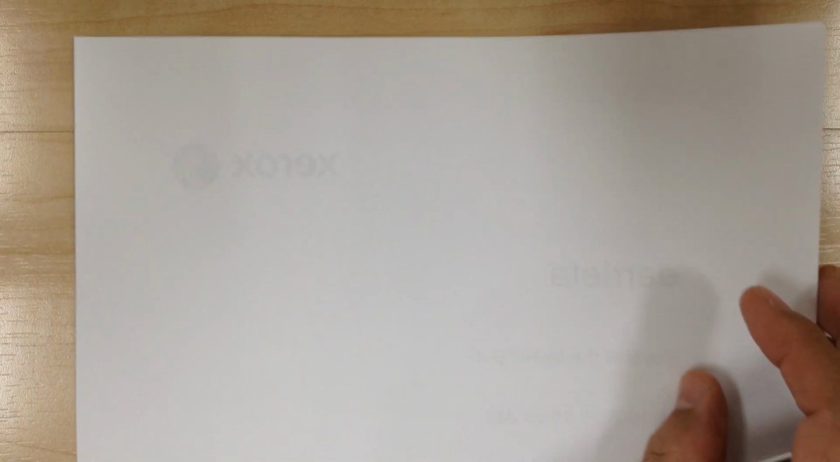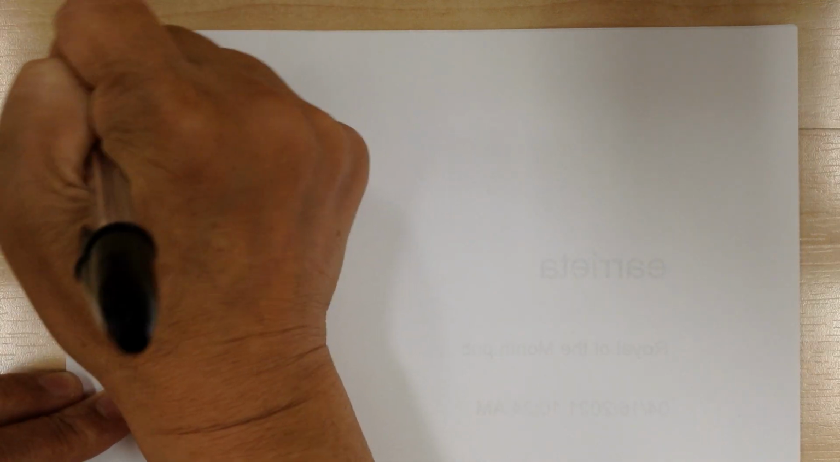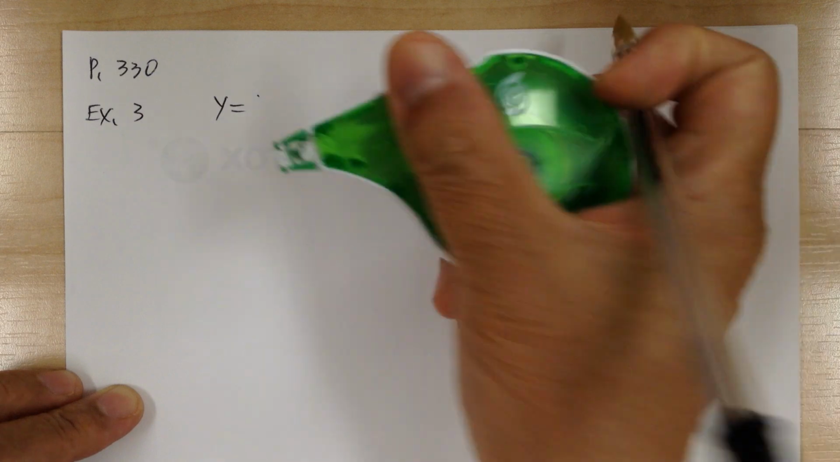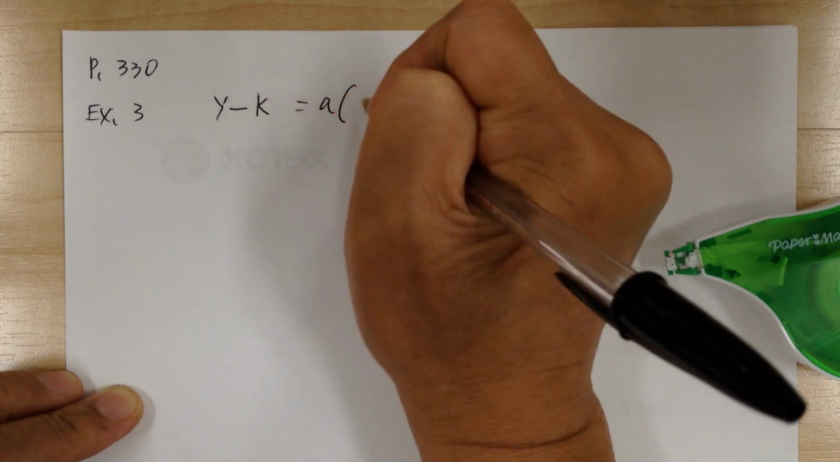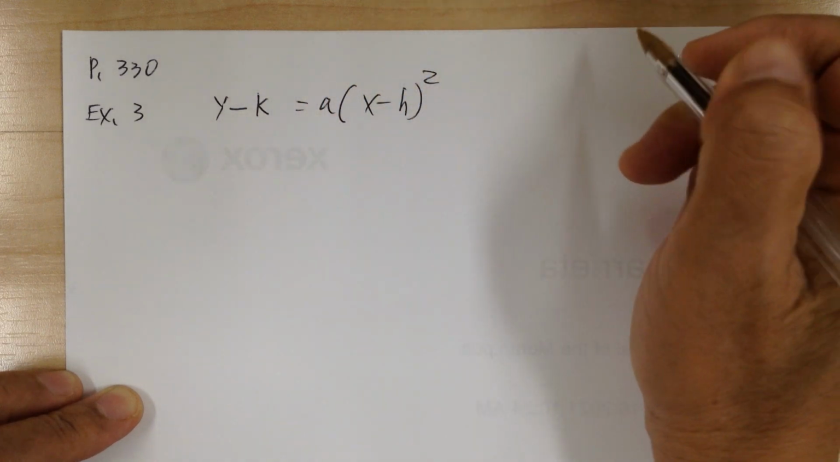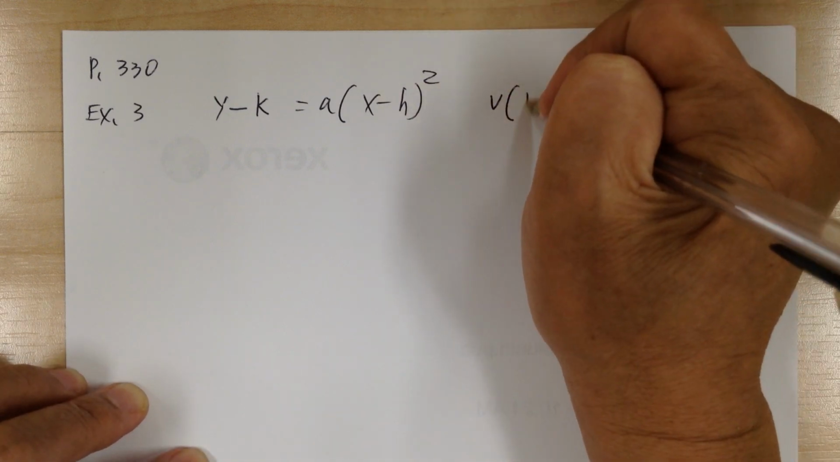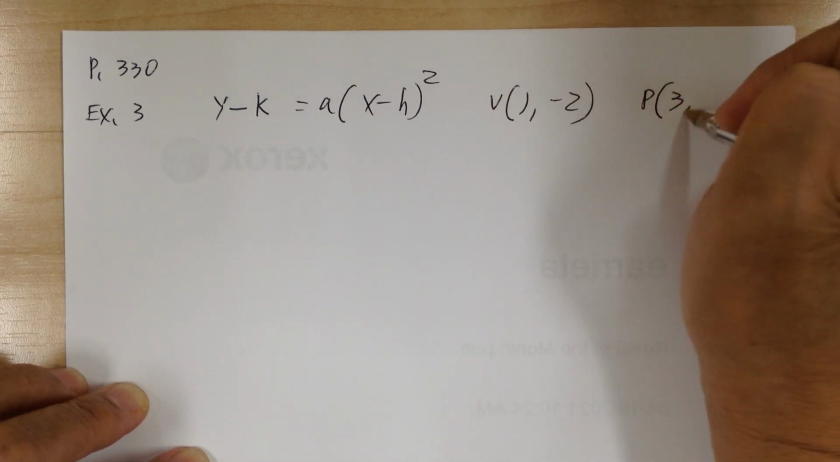Now let's go to the next one. So far you have the equation, you have the graph. The next example, they give you information, and you have to look for the equation. Example 3, find the equation. This equation is the standard form: y minus k equal to a times x minus h squared. You have to use the information given. The vertex is 1 comma negative 2, and you have the point at 3, 6.